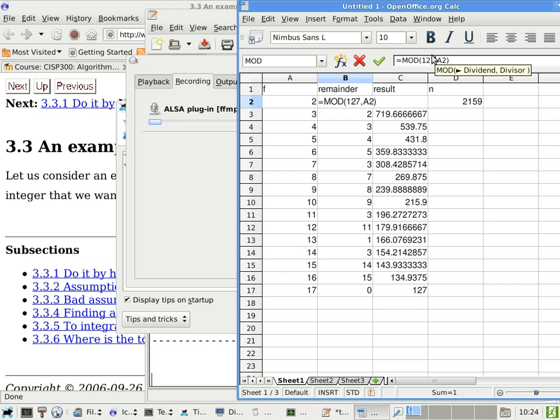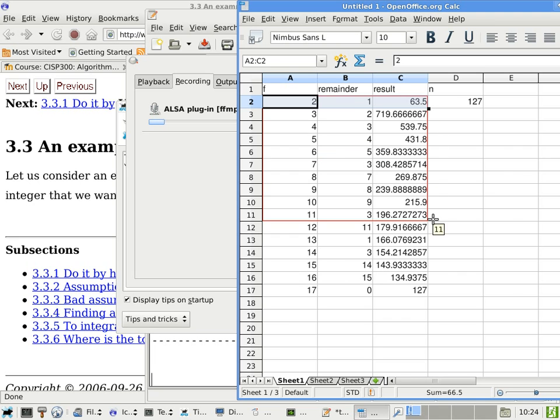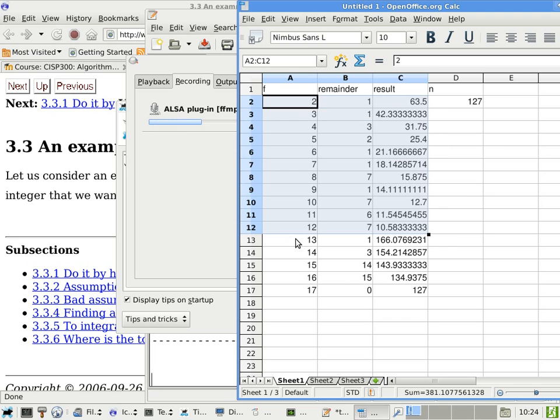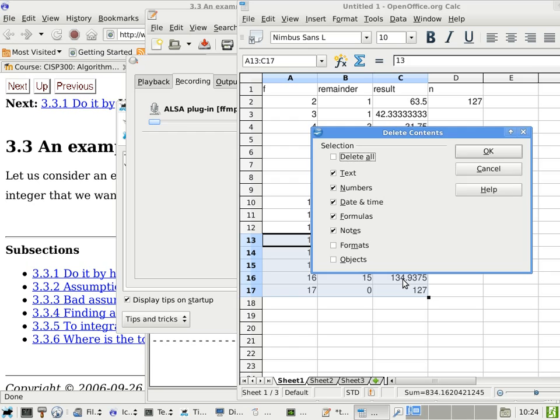This is 127, and turn this into 127. That part is not even useful anymore. And this is 127. And my claim is this is all that I need.